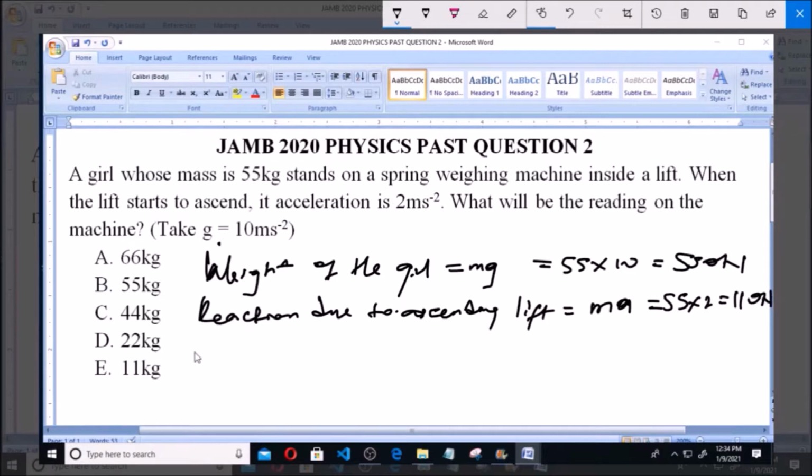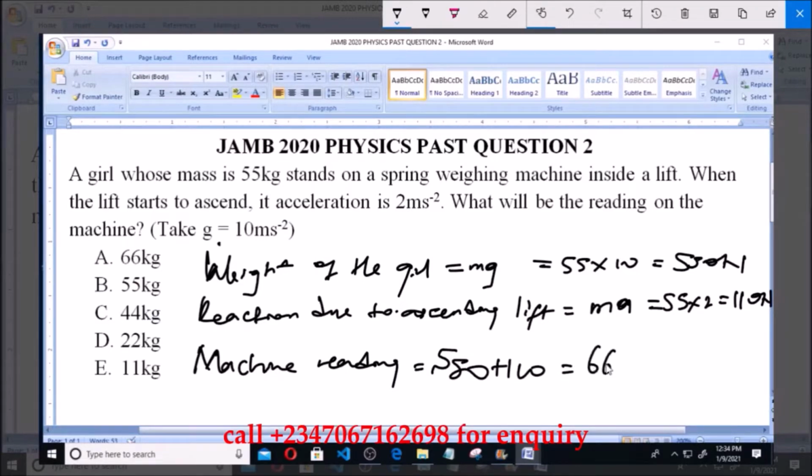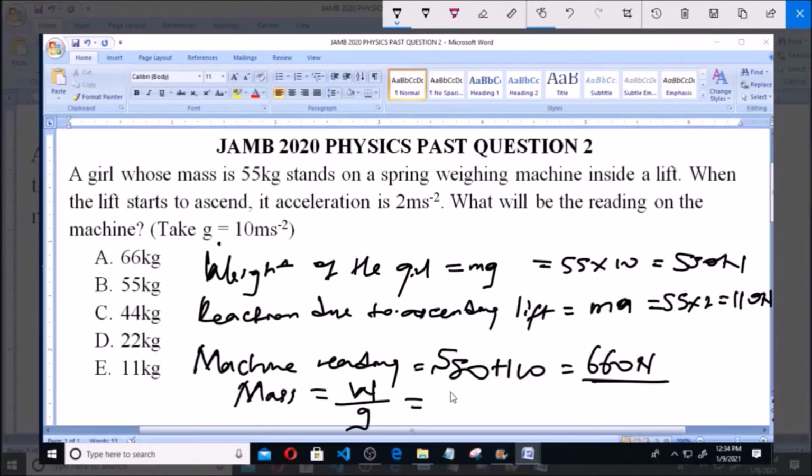Now the machine reading, that is the scale of the machine, will be equal to 550 plus 110, and that will give us 660 newton. Now if 660 newton is the weight read by the machine, then the mass will be equal to the weight over acceleration due to gravity, that is 660 over 10, and that will give us 66 kg. So the mass read by the weighing machine is 66 kg, and that is option A.